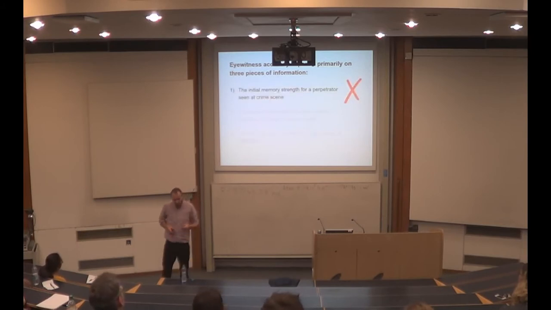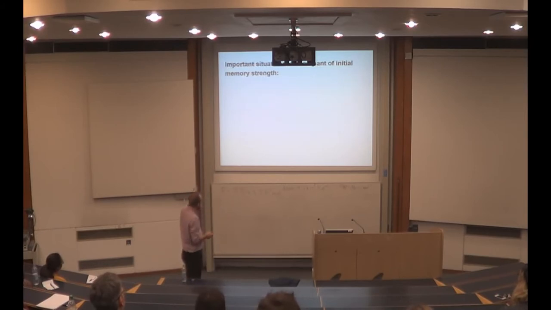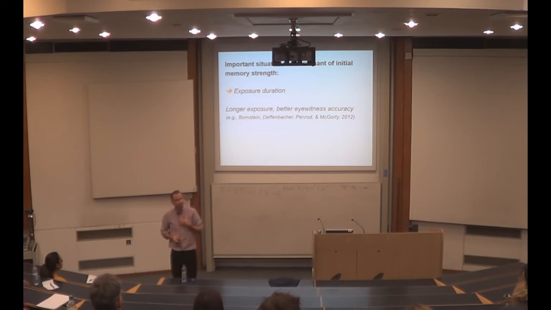But one of the open questions for me is, what do we know about the initial memory strength of a perpetrator at a crime scene? And do we have a way of finding out what that strength is? An interesting situational determinant of this initial memory strength is exposure duration to a person. We know from many studies that the longer you see someone for, the more likely you are to identify them afterwards. Okay? We know this from field studies and laboratory studies, and this is actually a review of the field by Brian Bornstein, where he talks about this as well.